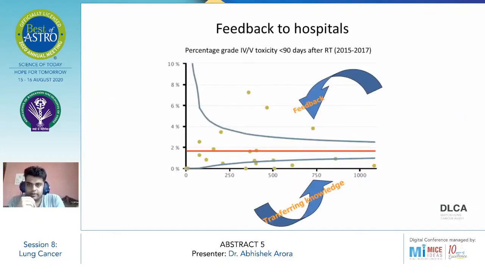Now, the feedback to the hospitals was given in the form of stage 4-5 toxicity. These were early toxicities, evaluated less than 90 days after treatment, in the years 2015 to 17. As we can see, it was higher. Generally, in the early days, it was higher in the SBRT arm as compared to the concurrent CTRT and conventional RT arm.